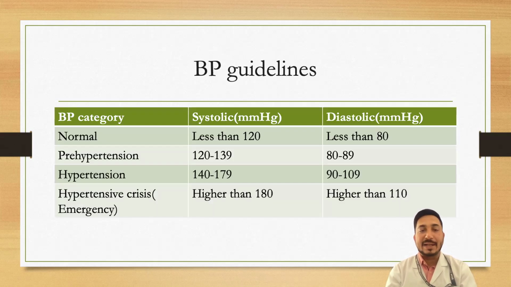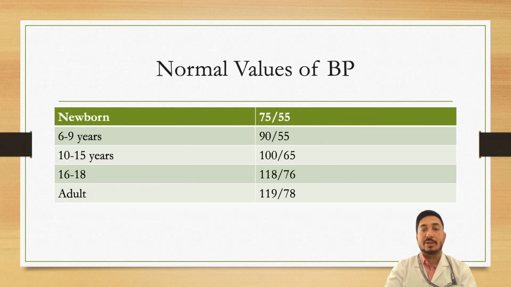Now, according to the guidelines, the normal systolic and diastolic blood pressure range is less than 120 mmHg for systolic, and less than 80 mmHg for diastolic. Pre-hypertensive, or people who are on the verge of developing hypertension, is 120 to 139 for systolic and 80 to 89 for diastolic. Hypertensive is 140 to 179 mmHg systolic and 90 to 109 diastolic. And a medical emergency or hypertensive crisis would be when systolic is more than 180 and diastolic is more than 110. This is for the adult population.